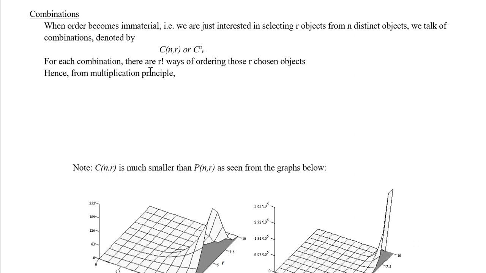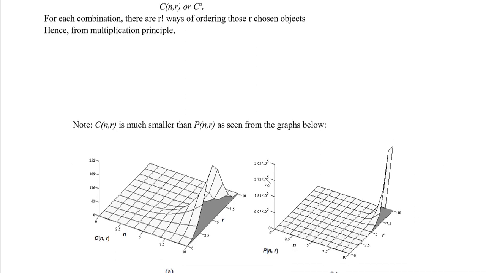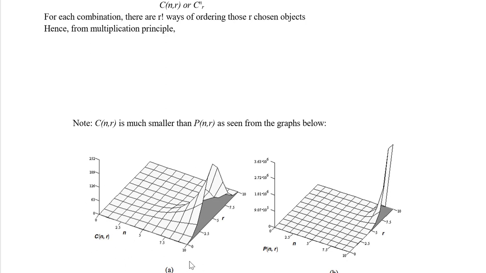For each combination, there are r factorial ways of ordering those r chosen objects. And that's why, as you can see here, this is a combination as n gets bigger to 10 and r goes all the way to 10, and so the combination value grows. But for permutation, you see the difference with the same scale, 10 here and 10 here. The permutation is way bigger. The number for permutation is way bigger compared to combination.